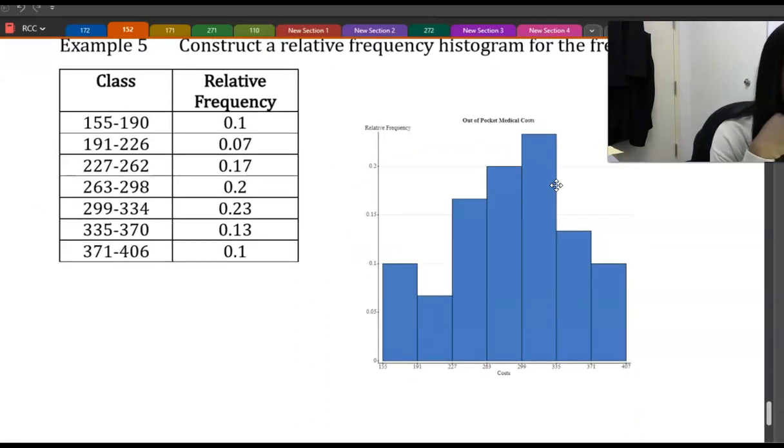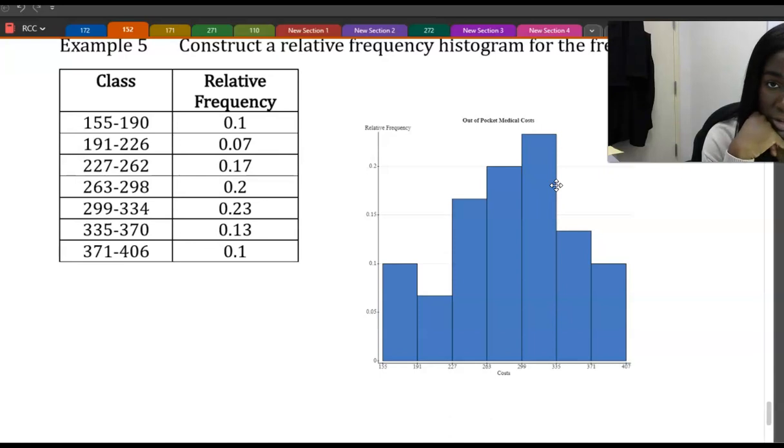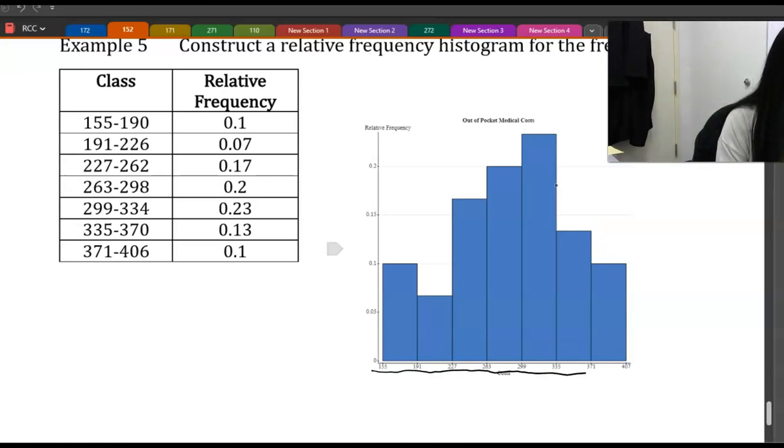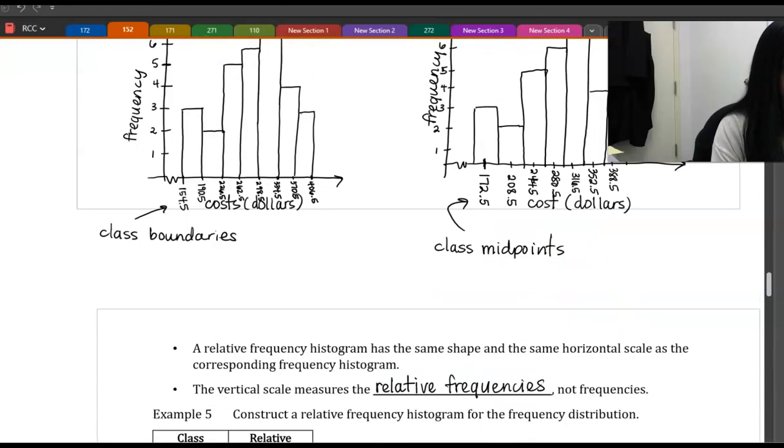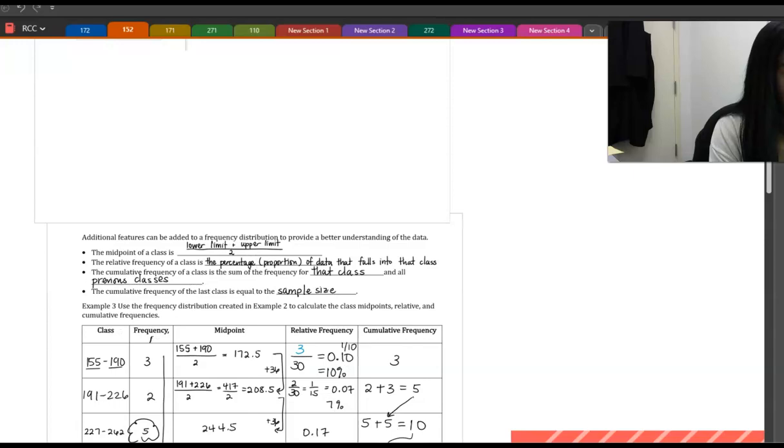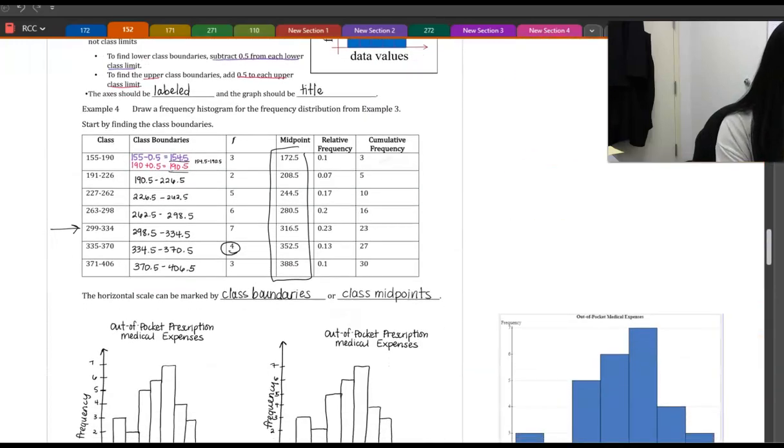And again, remember that most of the histograms you'll be making in this class we'll just be doing on StatCrunch. I don't think there's any assignment where you're actually making a histogram by hand and turning it in to me. But if you were making a histogram by hand, remember that along this horizontal axis you would have either class boundaries or class midpoints. And those are the same class boundaries or midpoints that we computed earlier in this table here.